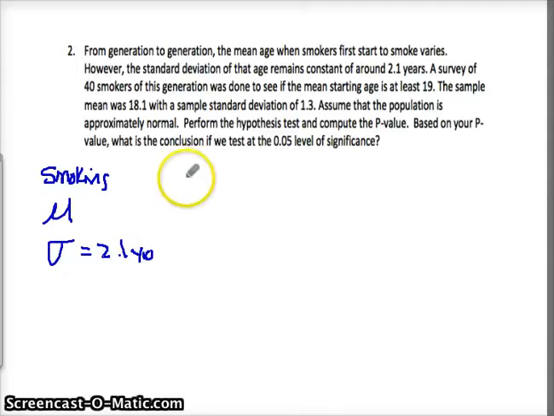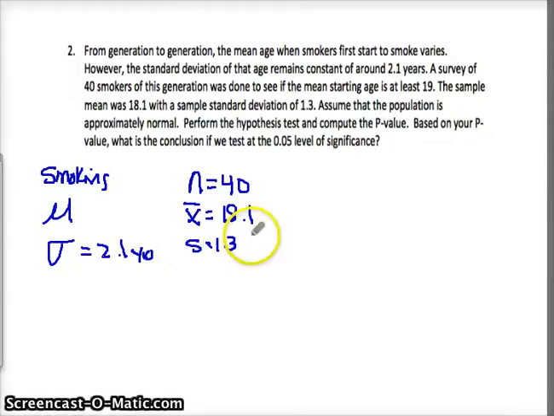A survey of 40 smokers, now we're getting into our numbers, was done to see if the mean starting age is at least 19. The sample mean was 18.1, with a standard deviation of 1.3. Assume that the population is approximately normal. Perform the hypothesis test and compute the p-value. Based upon your p-value, what is the conclusion if we test at the 0.05 level of significance?